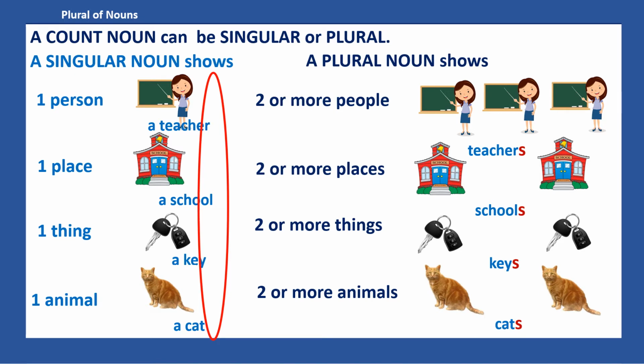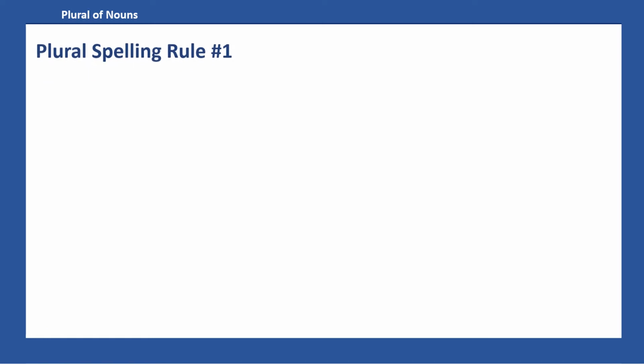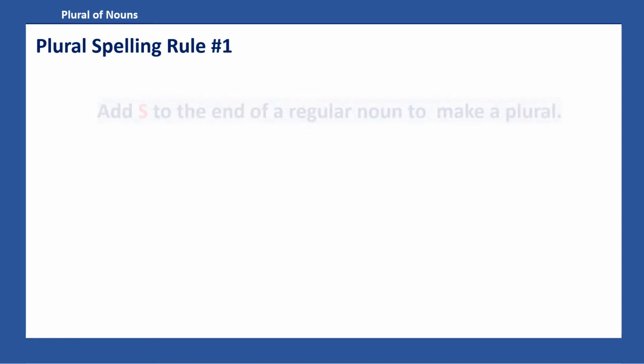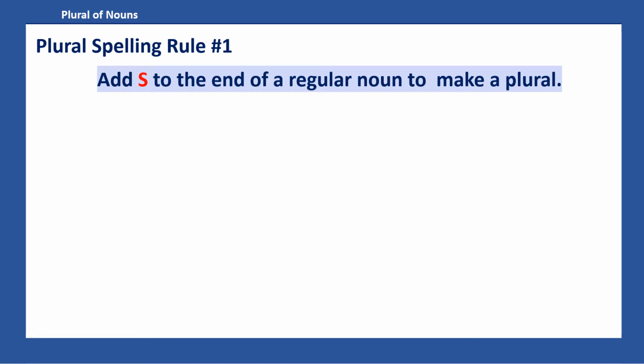So let's take a look at the singular noun. Look at the end of the noun. There is no letter S. Now look at the plural. There is a letter S. So the letter S tells us that it is plural. Now there are some rules on how to make a noun plural. So let's start with plural spelling rule number 1. Add S to the end of a regular noun to make a plural.